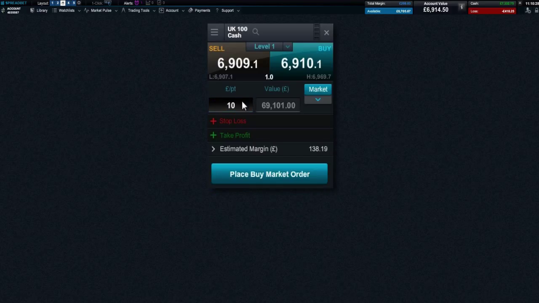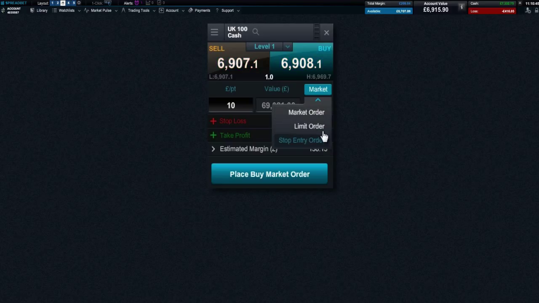The amount of money required for margin is displayed here. The price ladder is for clients who want to place larger than normal trade sizes. These are trade sizes that are larger than those available at the first level. This is covered in more detail in a separate video.